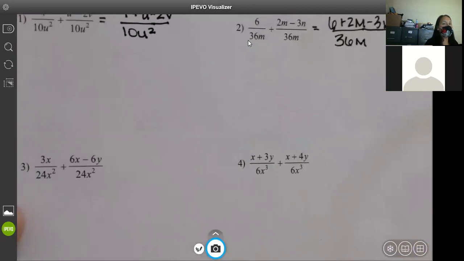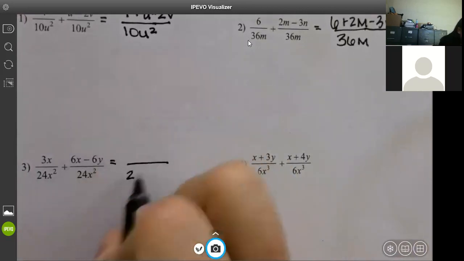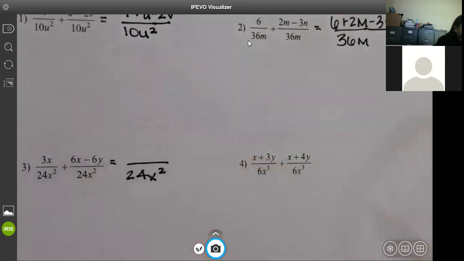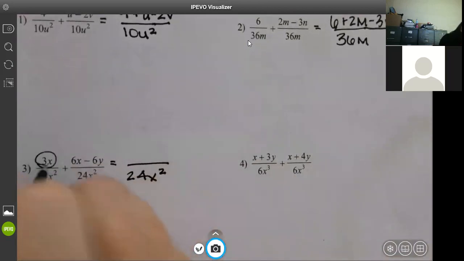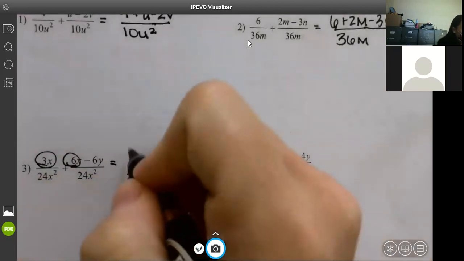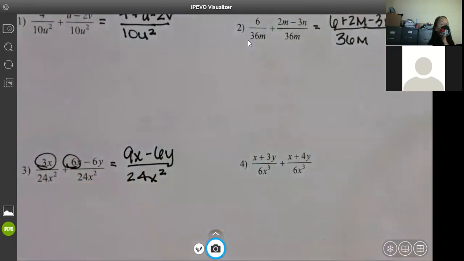All right, so then if we look at number 3, look at number 3. Do we have a common denominator? Yes, so we just use that denominator. But then look at the top. Do we have any like terms in the top? What do we have? So we're going to put those together. 3x and 6x makes 9x minus 6y. Is there anything else I can do to that top? The top has to stay together, right?